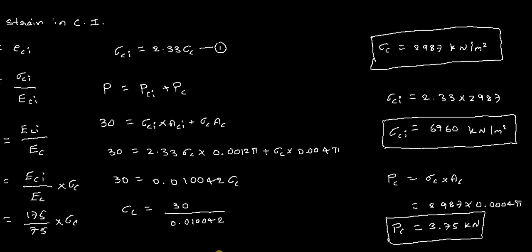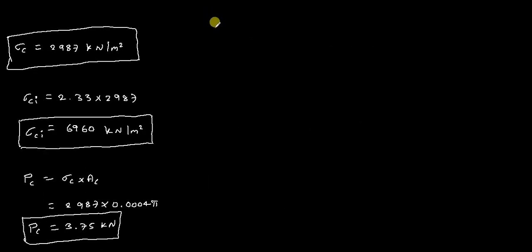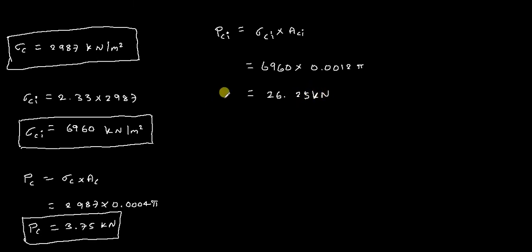Next, we need to find PCI, the load related to cast iron also. PCI is equal to sigma CI into the area of the cast iron material. Sigma CI we got as 6960 into the area, 0.0012 into pi meter square. When you work this out with the help of the calci, you will get 26.25 kilonewtons, which is the load acting in cast iron.